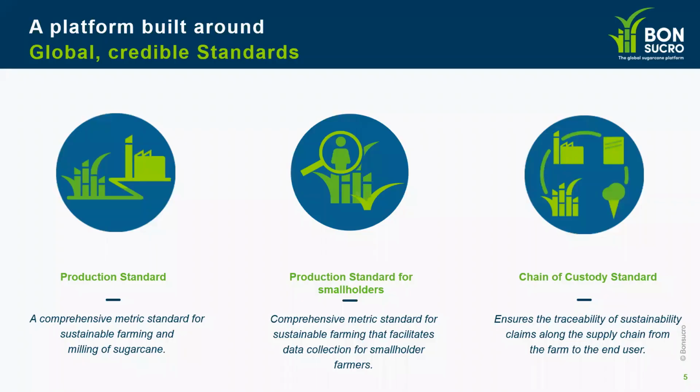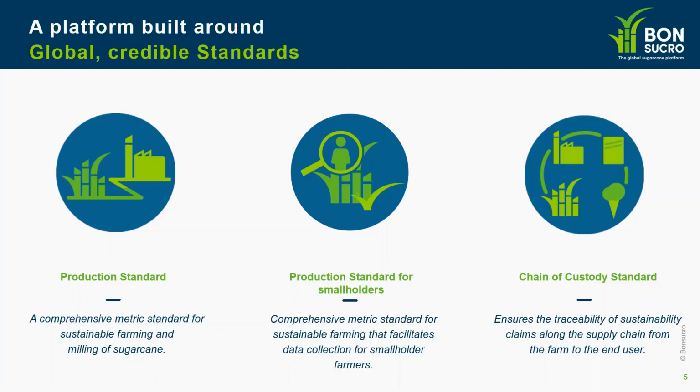So our platform is built around 3 global standards. The one that we're going to be covering today is the production standard. That's the main standard that applies to the farms growing sugarcane and the mills. It is a metric in its nature, and we're going to talk a little bit more about that. We have a production standard for smallholder farmers. That's a slightly simplified version that enables farmers with less than 25 hectares of land to collect data and assess their sustainability.